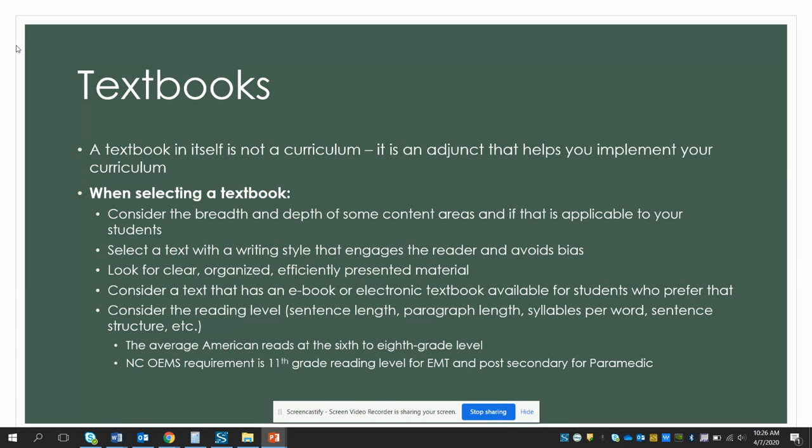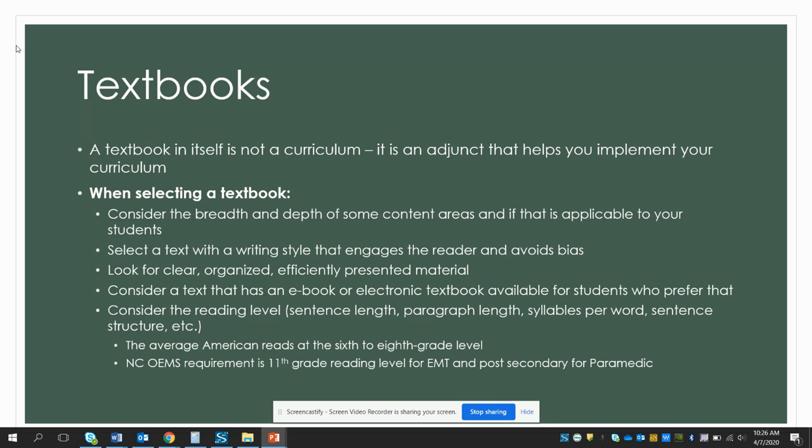So a textbook itself is not a curriculum. It's an adjunct that helps you implement your curriculum. When I'm setting up a course with the Office of EMS, there is a prescribed type of material, amount of material that needs to be covered, and an appropriate amount of time that is to be spent on each topic. And that's the same for each class, regardless of certification level.